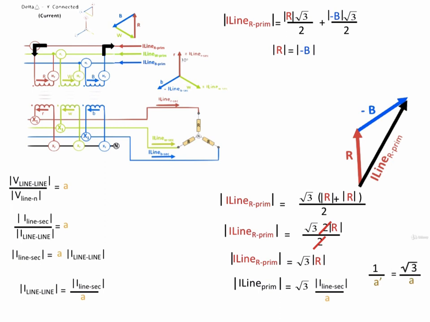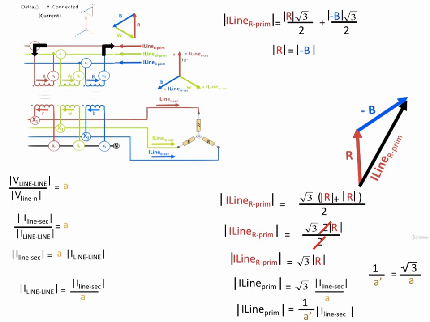And now I'd like to define the term 1 over A primed as the ratio of root 3 all over the turns ratio. That's just to make our equation a little bit easier to look at. So we can rewrite that equation such that the primary line current is equal to 1 over A primed times the secondary line current. And those are magnitudes.